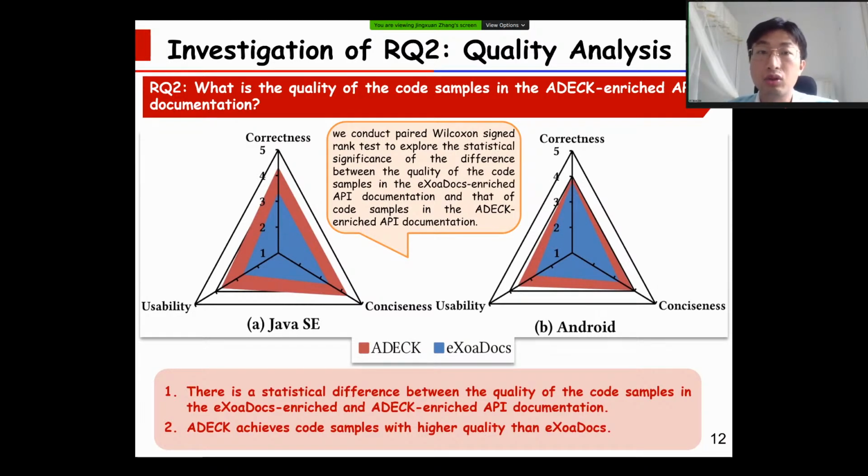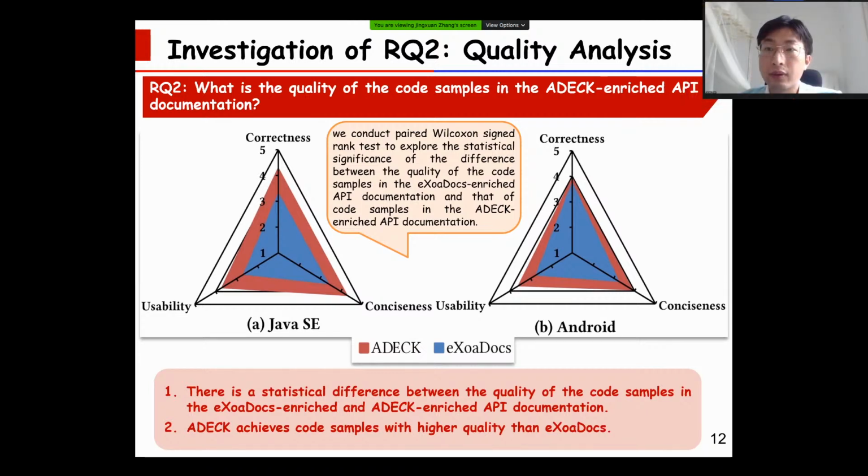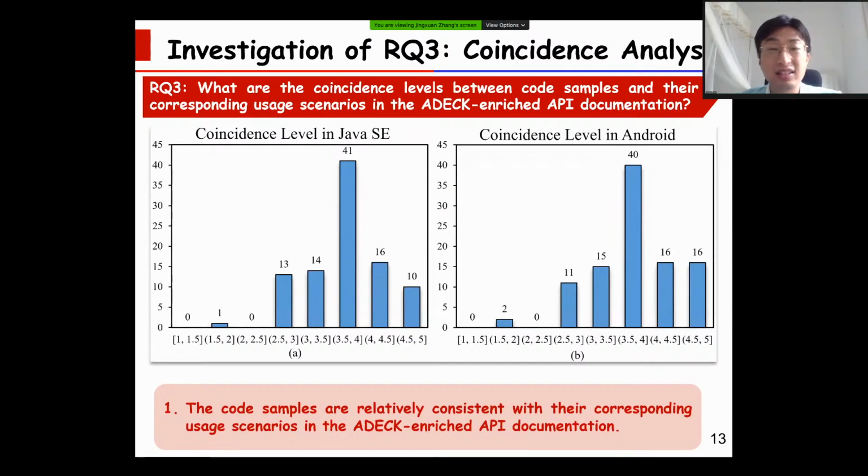This is the answer to the second question. We compare the code samples in the DAC enriched API documentation, and we can see that the quality of the code sample is higher than the baseline. This is the coincidence levels between code samples and usage scenarios. We can see that the code samples are relatively consistent with the corresponding usage scenario.